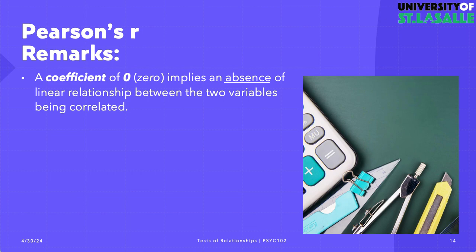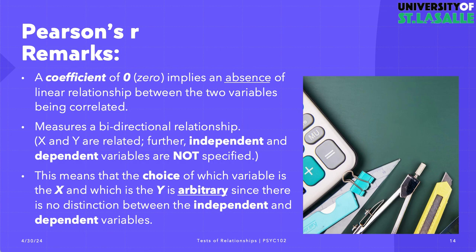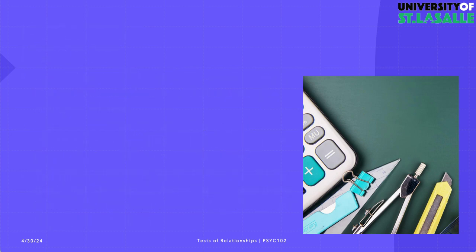Just a remark, I have mentioned this before. Pearson's R measures a bidirectional relationship. So in this case, you don't actually need to determine the independent or dependent variable. It really doesn't apply in this type of test because it measures a bidirectional relationship. And this means that the choice of x and y is arbitrary. You can choose either of them because independent and dependent variables are not regarded in this type of test.